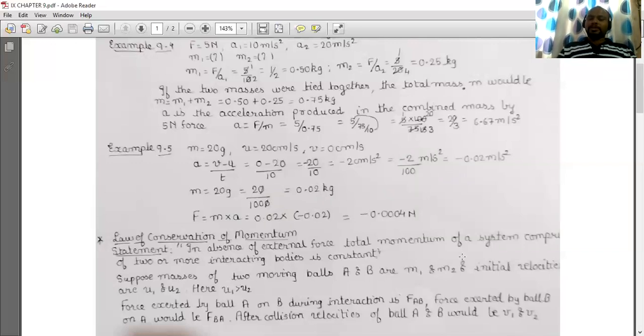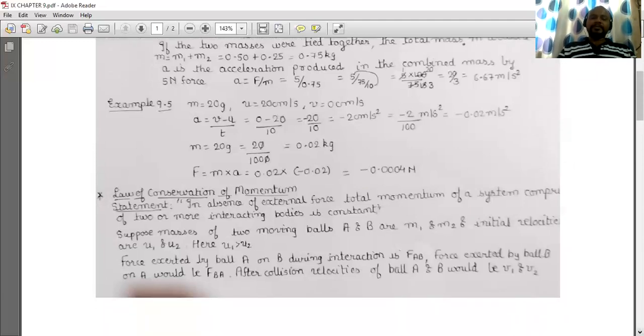The most important theory part of this chapter is the law of conservation of momentum. The statement suggests that in the absence of external force, the total momentum of a system comprising two or more interacting bodies is constant. I repeat, in the absence of external force, the total momentum of a system comprising two or more interacting bodies is constant.